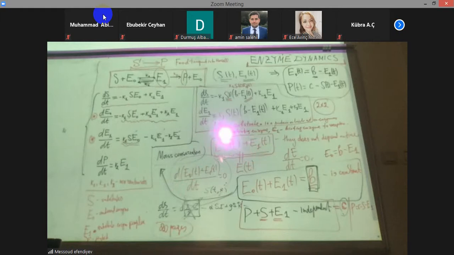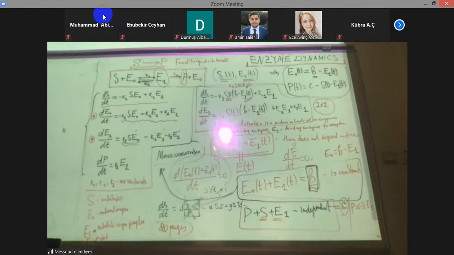I will denote this sum by E of t, and the derivative of E of t is equal to zero. That means E is a constant. I define this constant as B, so E0 plus E1 is equal to B. If I know E1, then E0 will be equal to B minus E1. Since the sum is a constant, E0 of t plus E1 of t is equal to B, and B is given because it's a constant.